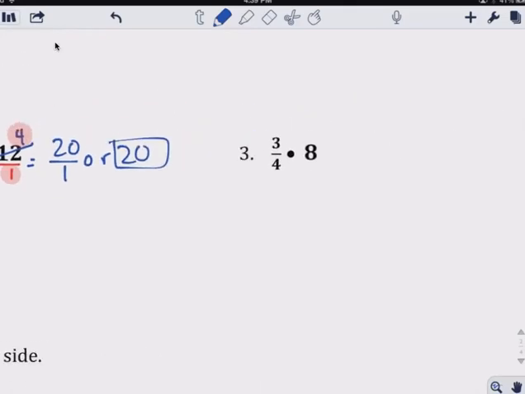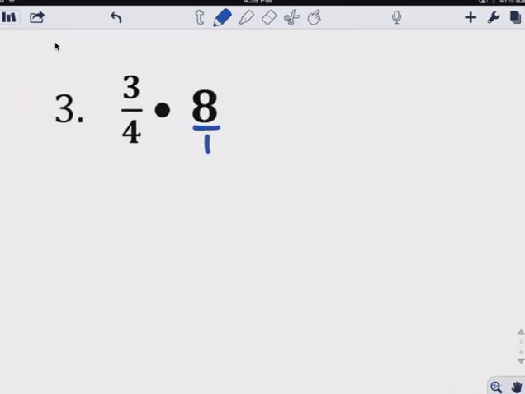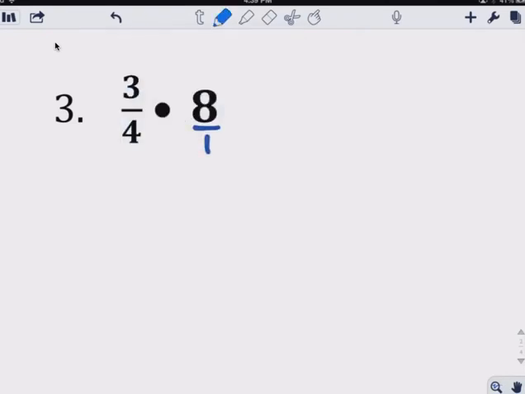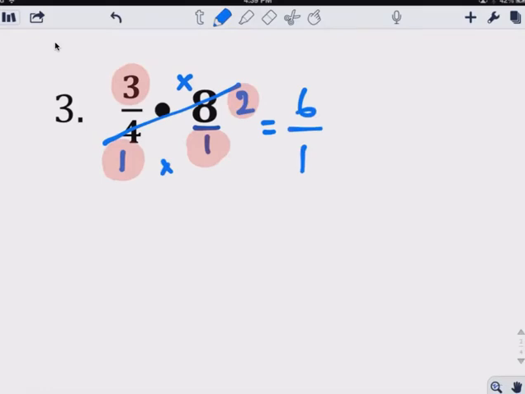Okay, number 3, that's over 1. You can't change those, so you leave it alone. You're going to use them to multiply. These two you can't change the 4 to a 1 by dividing by 4, and 8 to a 2 by dividing by 4. Okay, they both can be divided by 4. These are the numbers, you multiply them, you get 6 over 1 times 1 is 1, or just 6. Okay?